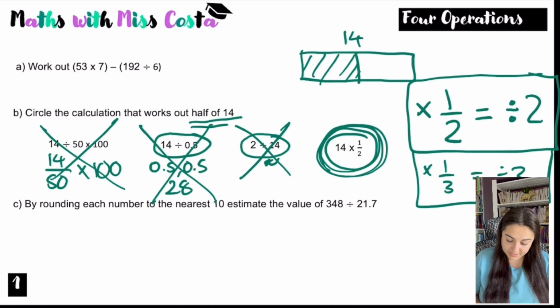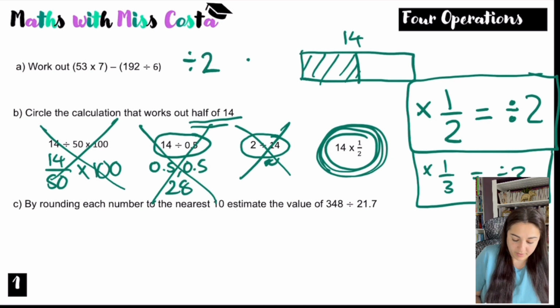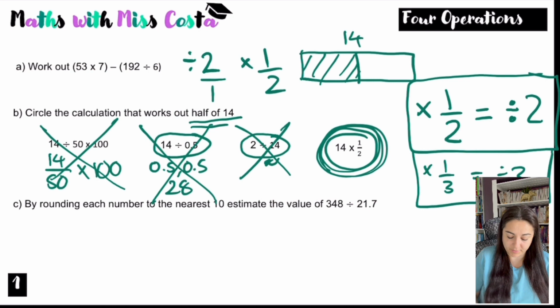But half of 14, instead of dividing by 2, I can multiply by a half. And the reason for this is because if I wrote 2 as a fraction, it's 2 over 1. And when I divide fractions, I just multiply by the reciprocal, but we will cover that in the fractions unit. So half of 14 would actually be 14 times by a half.